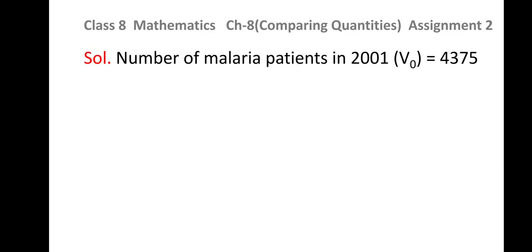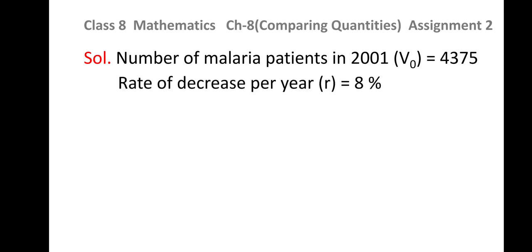Number of malaria patients in 2001 is V naught, that is equal to 4,375. Dear children, as I told you, if I need to find the future value, then I need to calculate V. And so if the number of malaria patients in 2001 is given to you, that means V naught is given to you as 4,375. Rate of decrease per year, that is R, is given to you as 8%. Time, 2003 minus 2001, that is equal to 2 years.